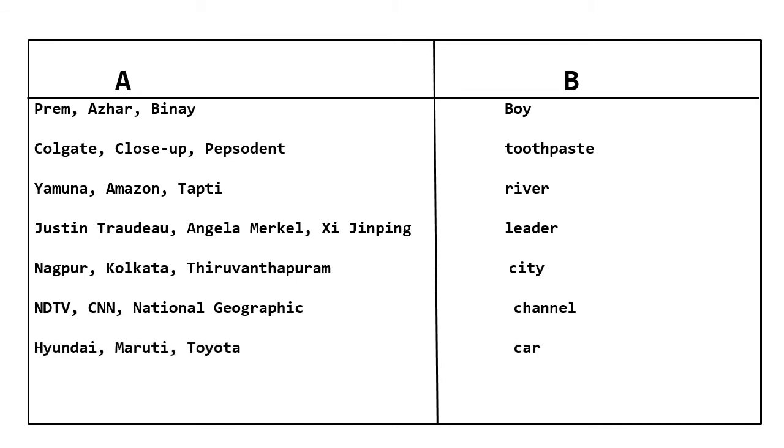Hyundai, Maruti, Toyota, they are the names of cars. Diwali, Onam, Eid, they are the different festivals. I hope how to match the proper noun with the common noun is clear to everyone. Good, let's go ahead.